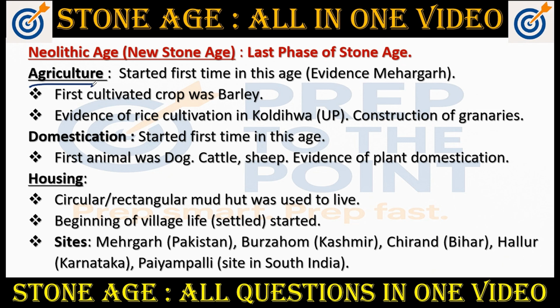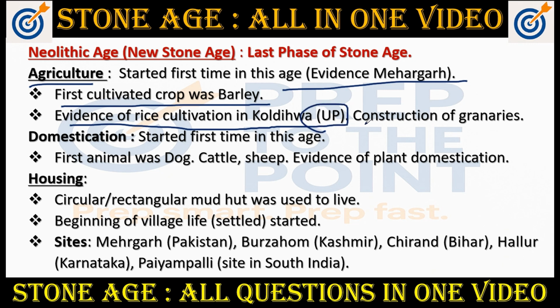Agriculture of the Neolithic age started for the first time in this age, and evidence was found in Mehergarh. The first cultivated crop was barley. Evidence of rice cultivation was found in Koldiha, which is located in UP, Uttar Pradesh. Construction of granaries was found there.